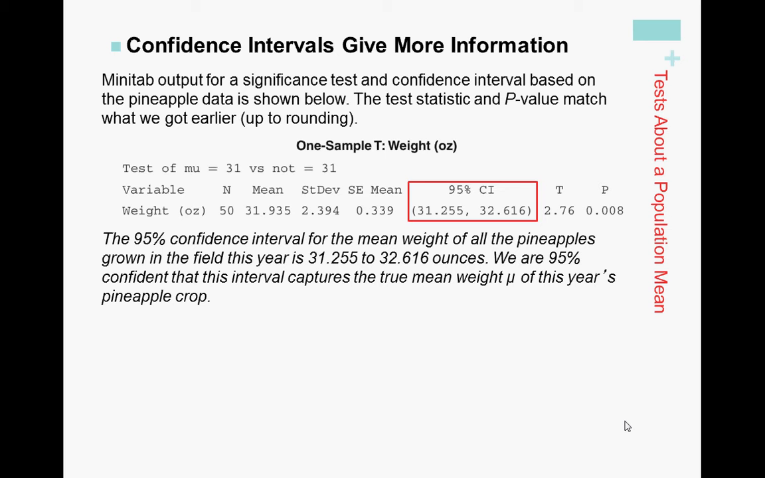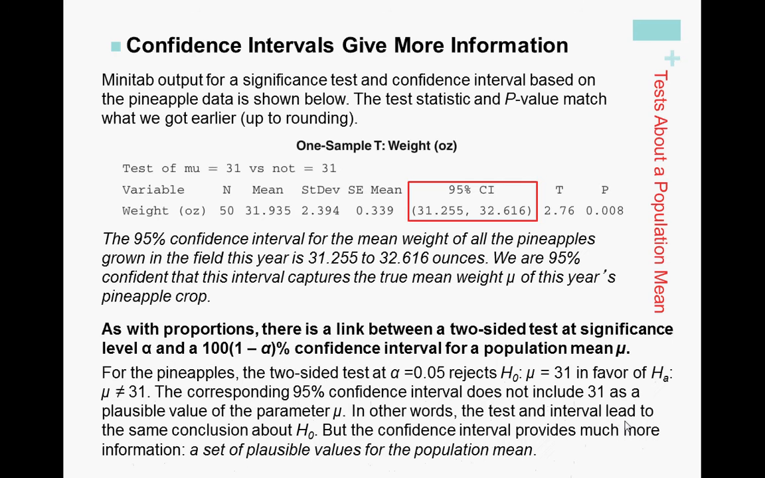Given that 31 is not in there, we would say it doesn't seem likely that 31 could be the mean weight still. It seems likely that there is a change. So that's what the confidence interval would tell us.